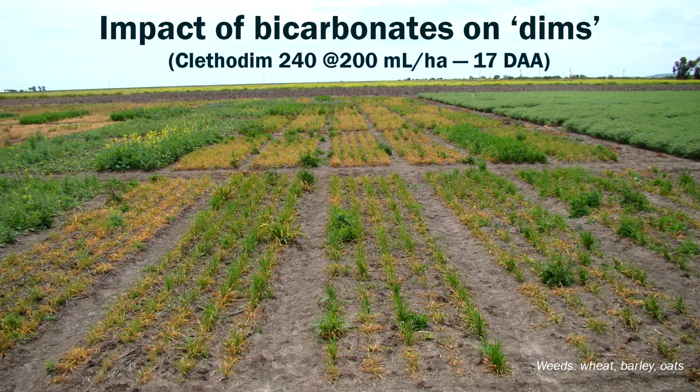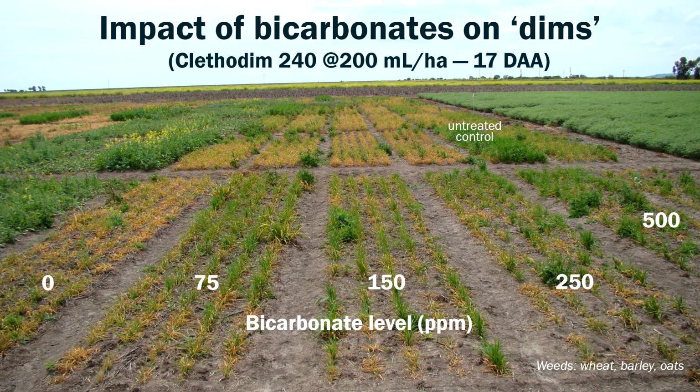In this next photo, we're still looking at high bicarbonates but mixed with a group 1 clethodim. We used a range of water rates from 0 through to 500 parts per million bicarbonate levels, and efficacy has decreased as the bicarbonate level has increased. But again, even at very low levels, at 75 parts per million bicarbonate, we're seeing an impact already.